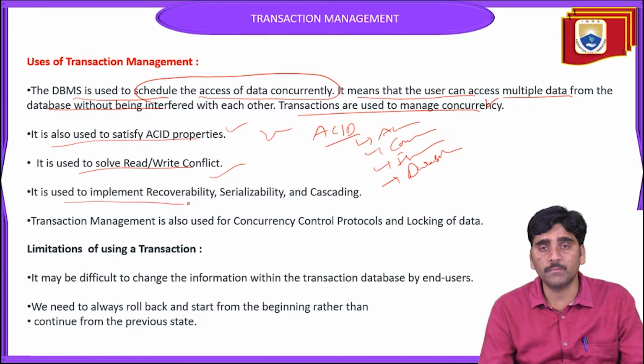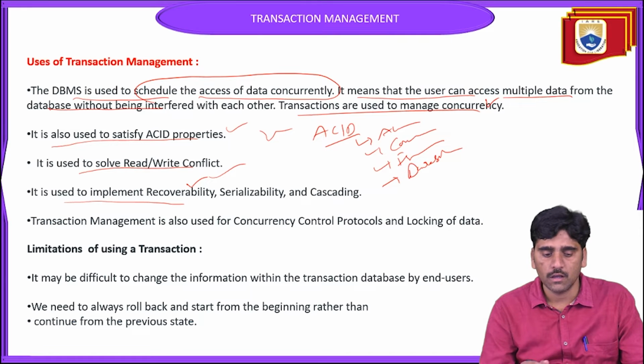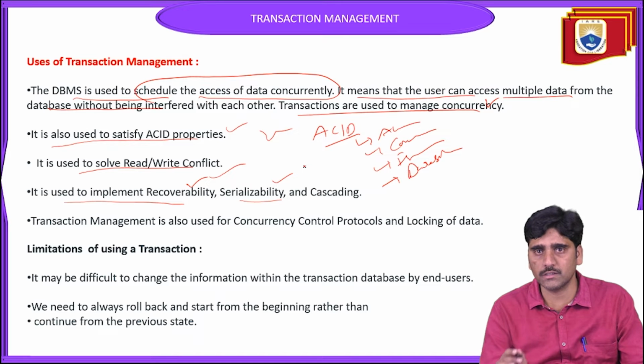And it is used to implement recoverability. So if any losses or failures occur in the transactions or during the transactions, we can implement the recoverability concept. And also serializability, scheduling the transactions serially or non-serially, and cascading rollbacks also. So we can use this for rolling back the transactions, or recovering the transactions, or restoring the transactions also. So transaction management is also used for concurrency control protocols and the locking of data.